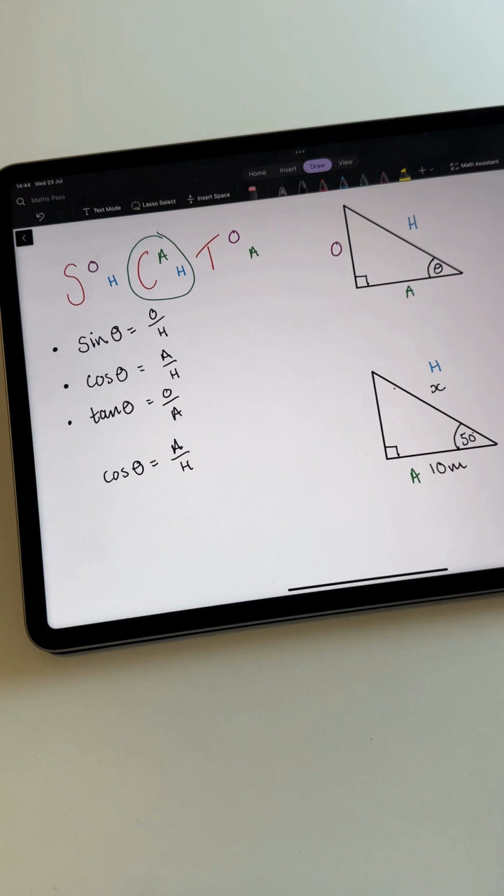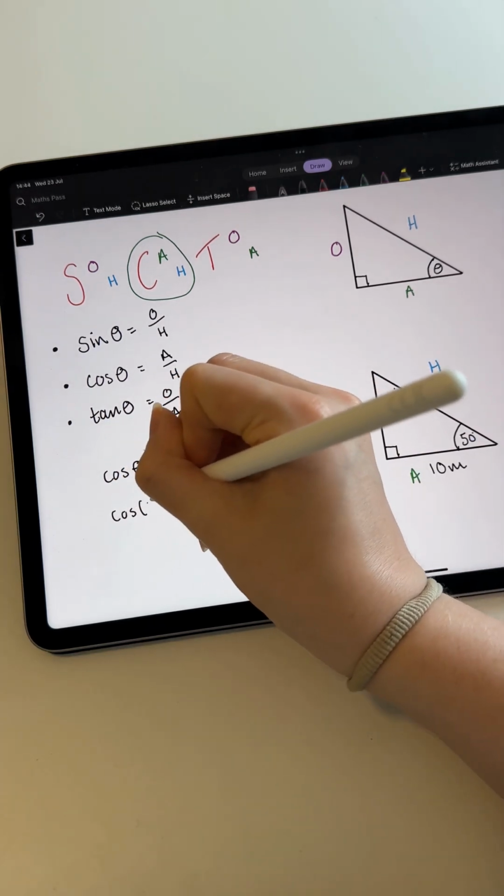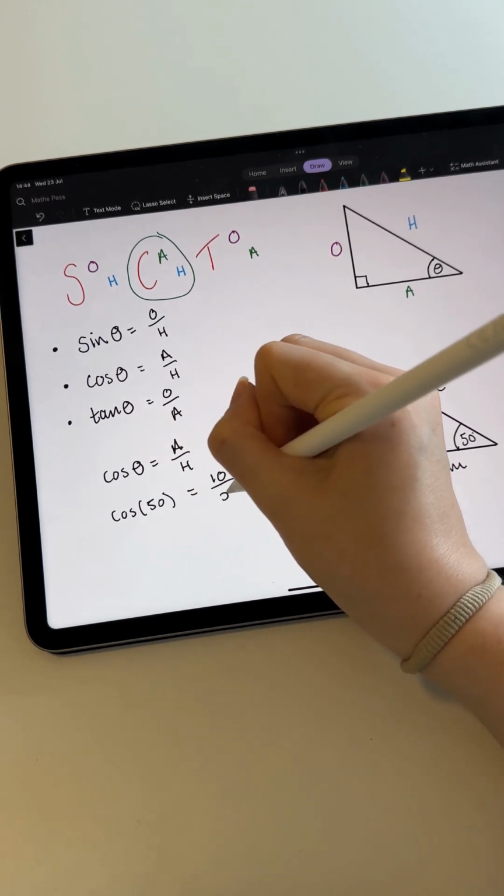Your next step is just to substitute in the values we know about. We know our angle theta is 50 degrees. We know that our adjacent side is 10, and we're trying to find our hypotenuse, which we call x. So we've now got cos of 50 is equal to 10 over x.